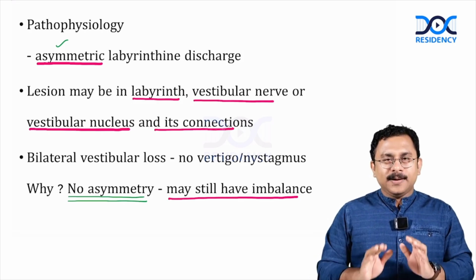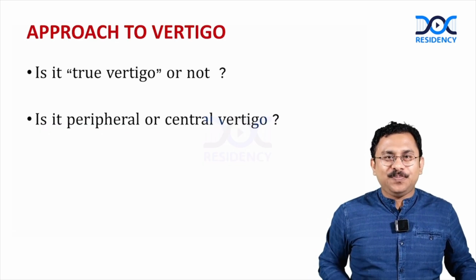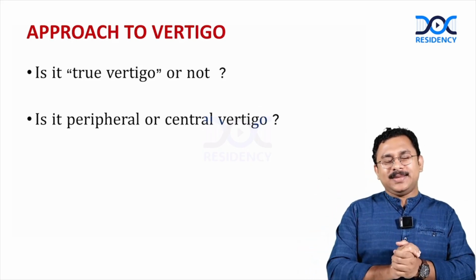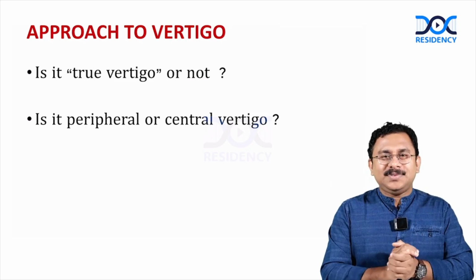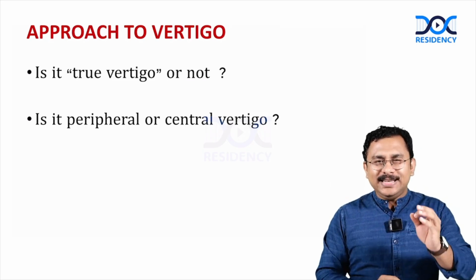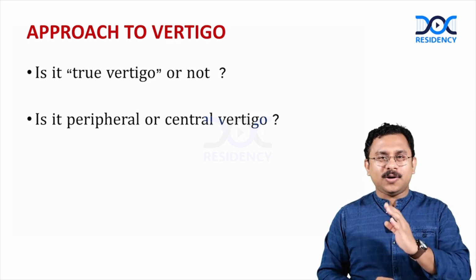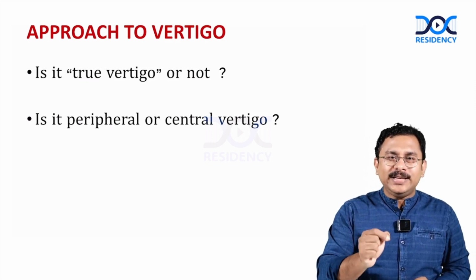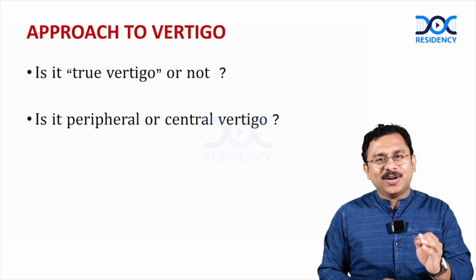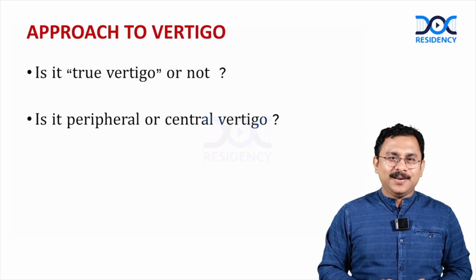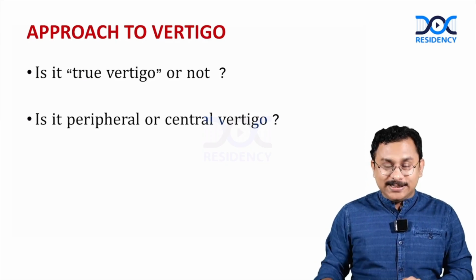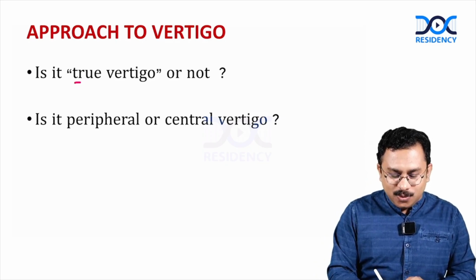Moving forwards, when a patient presents to you with an apparent vertigo, how do you approach this? So as a clinician, the first question you've got to ask yourself is, is it a true vertigo or not? And if you are convinced that this is a true vertigo, is this a peripheral vertigo or is this a central vertigo? Okay, two simple steps. Let's move forward. The first step, is it a true vertigo or not?